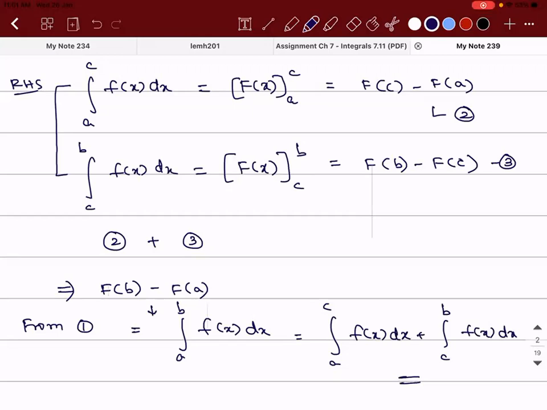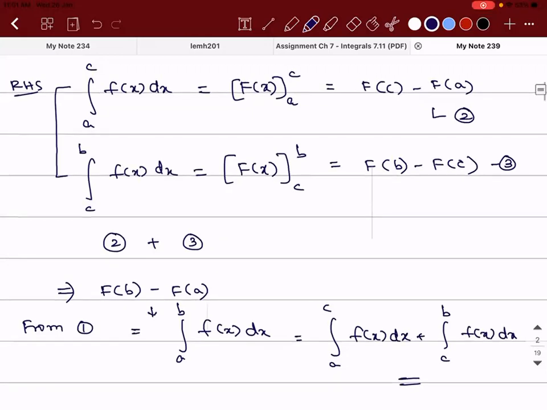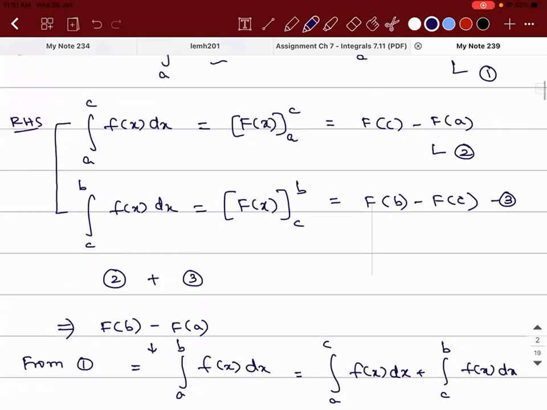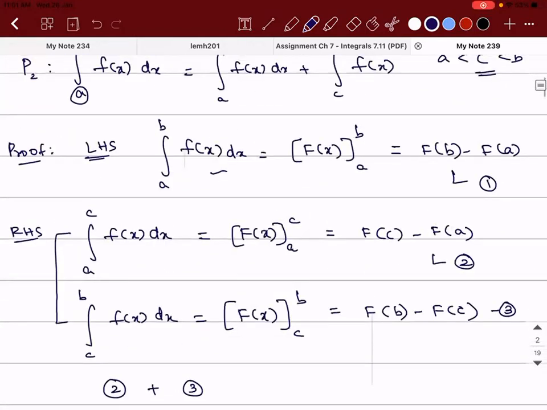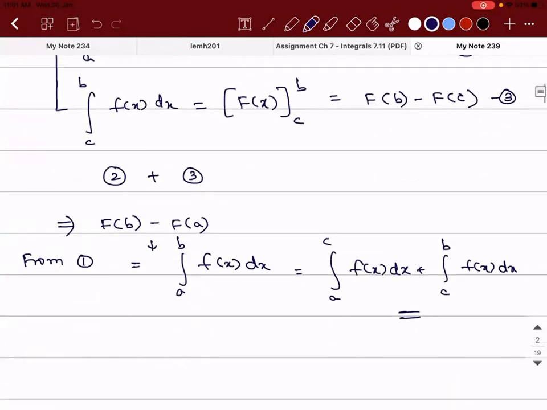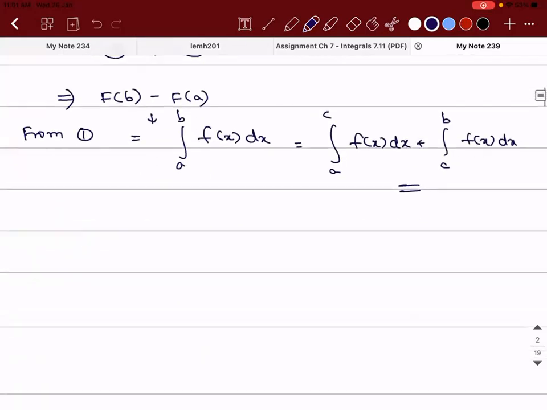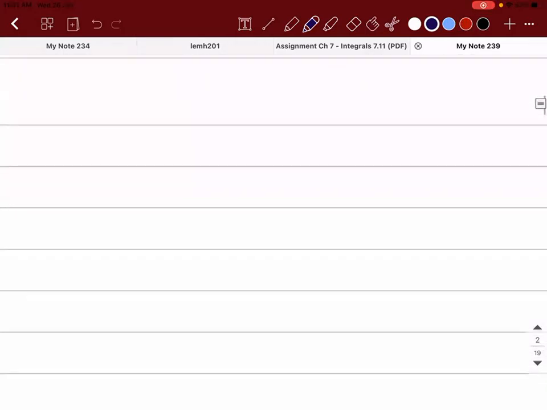So this is the proof for the third property. I think it is P2. Yeah, the third property is P2. Now we will see P3.